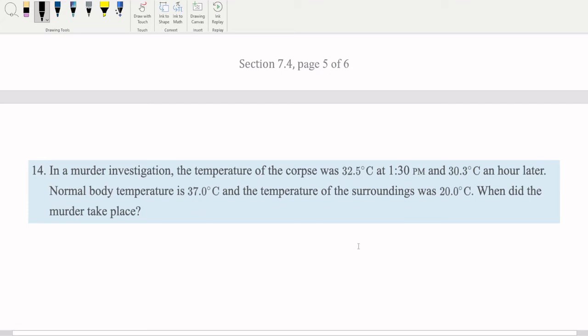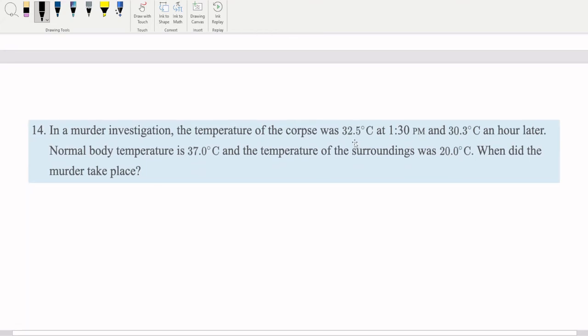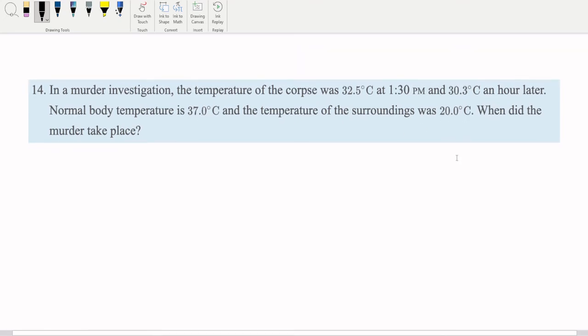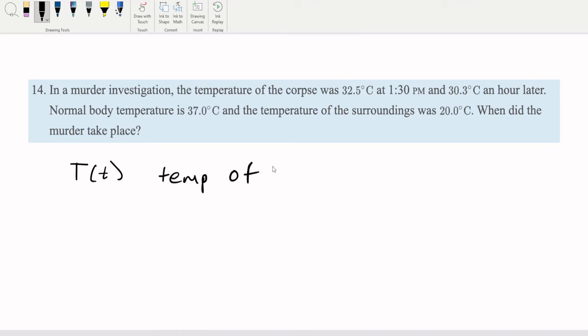We've got a murder investigation. The temperature of the corpse was 32.5 degrees Celsius at 1:30 and 30.3 degrees Celsius an hour later. Normal body temperature is 37 degrees, and the surrounding was 20. When did the murder take place? Okay. So we've got a lot of options on how we can do this, right? But let's just write out some notation. We're going to let big T represent the temperature of the body.